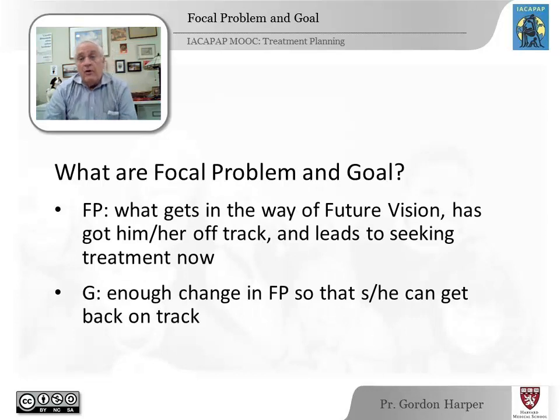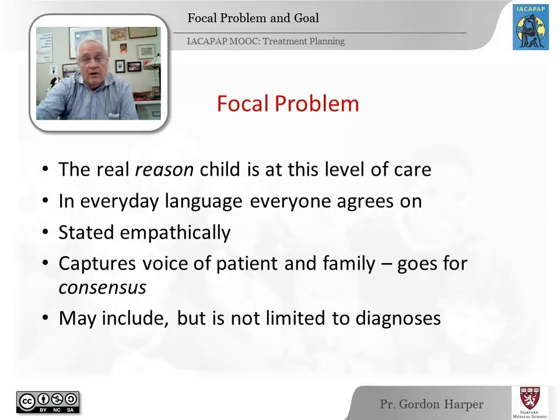The focal problem and the goal are what gets in the way right now of the future vision, has got the youth off track, and leads to seeking treatment. The goal represents enough change in that problem so the youth can get back on track. The focal problem is the real reason the child is at this level of care, not an inference, not a diagnosis. It's stated in language everyone can agree on, stated empathically, and it tries to capture the voice of patient and family. It may include, but it's not limited to, categorical diagnoses.